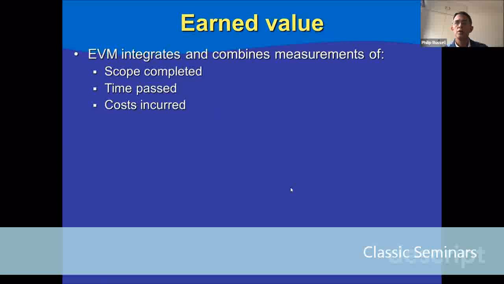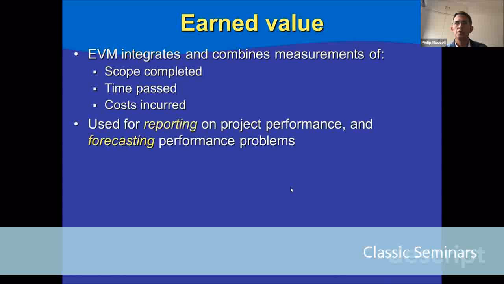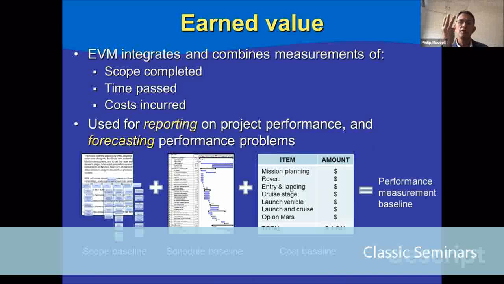So earned value management integrates and combines measurements of scope completed, time passed, and costs incurred. So we use this for reporting on project performance and also for forecasting problems with performance. It integrates three things: the scope baseline, the schedule baseline, and the cost baseline. The scope baseline, you can think of that very loosely as the scope WBS, the work breakdown structure, although it does also include the scope statement and the WBS dictionary. Those three things together comprise the scope baseline.